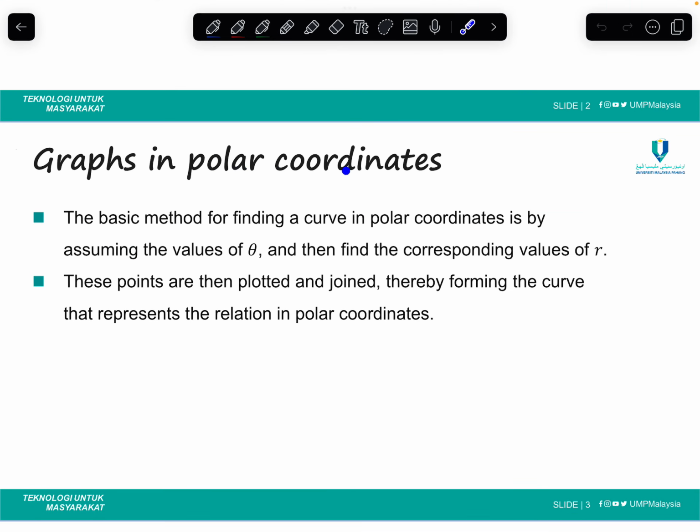Graphs in polar coordinates. The basic method for finding a curve in polar coordinates is by assuming the value of theta and then finding the corresponding value of r. So you must start from theta, then find r. These points are then plotted and joined, thereby forming the curve that represents the relation in polar coordinates.